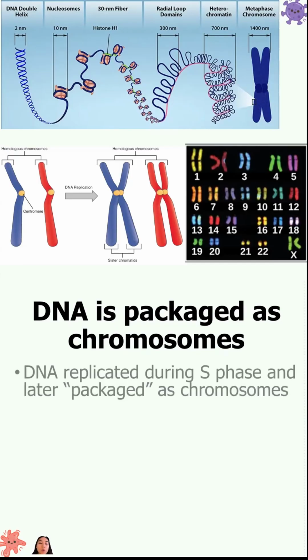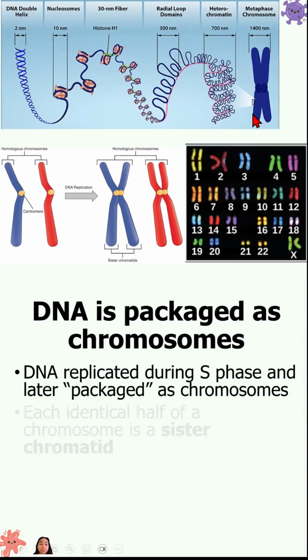packages them into chromosomes. So during S phase, and so this is from the cell cycle video, during S phase of interphase, the DNA gets replicated. And again, now we have double the DNA. And then later on in the cell cycle, the DNA will get packaged, basically coiled up into chromosomes. So here's your DNA. It's going to get coiled around histones, and then it basically loops around itself a bunch until it produces this structure called a chromosome. And so typically drawn like this.